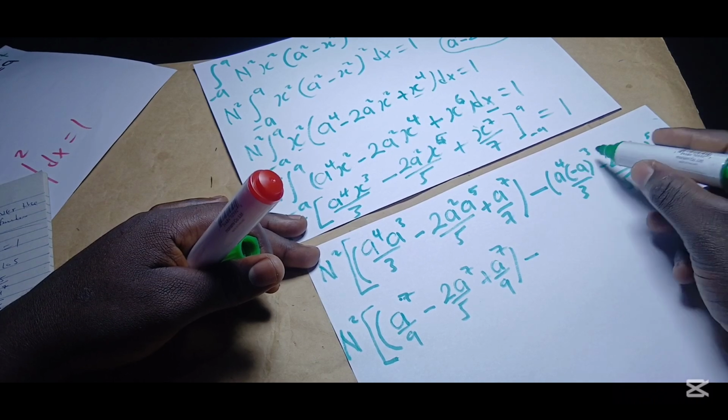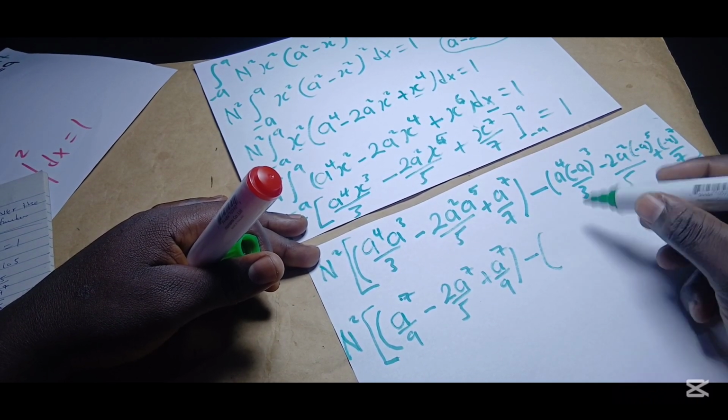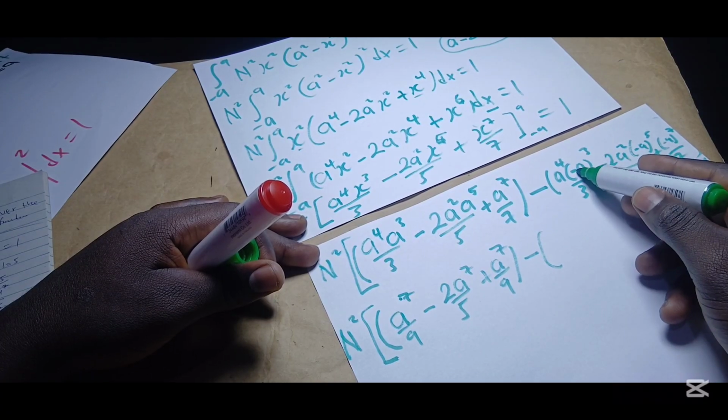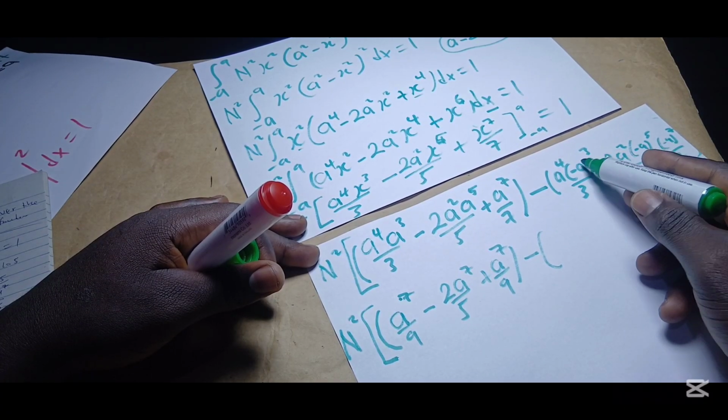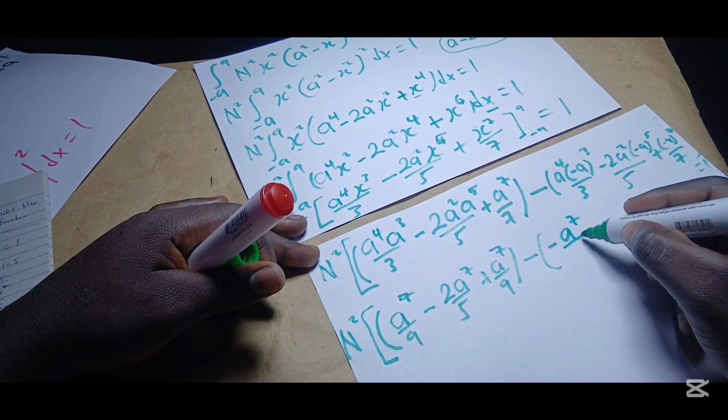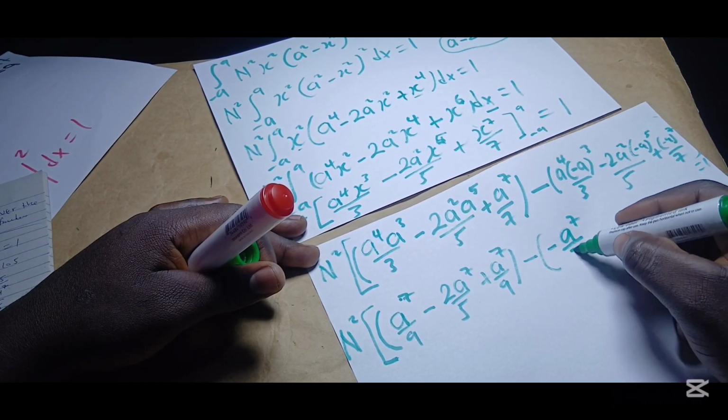Minus, let's simplify this term here. So a to the power 4 multiplying minus a to the power 3. Since the power of minus a is an odd number, the negative sign will affect this. So this whole thing becomes minus a to the power 7 over 3.